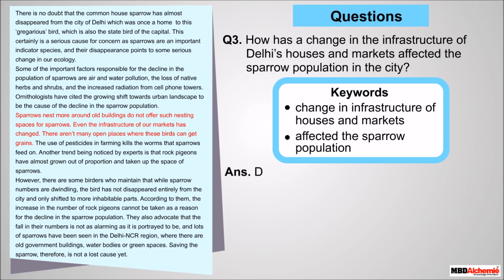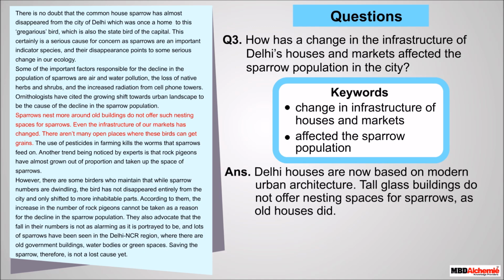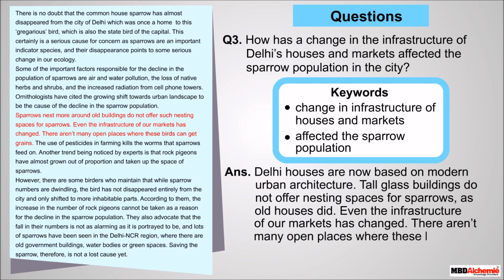The answer is, Delhi houses are now based on modern urban architecture. Tall glass buildings do not offer nesting spaces for sparrows as old houses did. Even the infrastructure of our markets has changed. There aren't many open places where these birds can get grains.